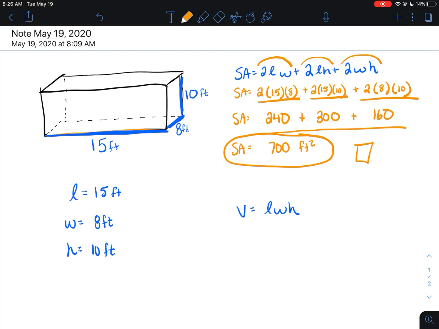Okay, so there's surface area. That is definitely the harder one because there's a lot going on. But if you write out what every value is for the letter and pay attention to where you're plugging it in and write it down slowly, you'll be okay.